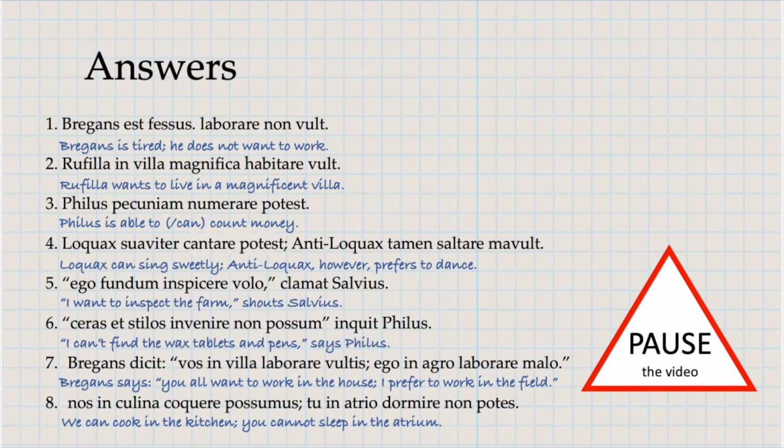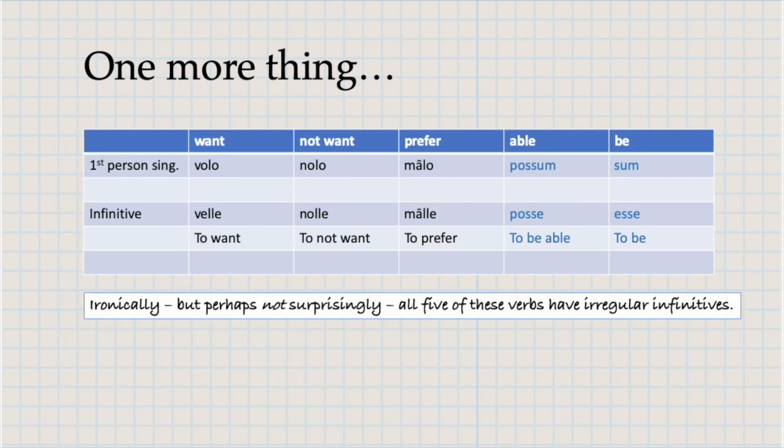Did you see how all of these verbs took infinitives? We had laborare and habitare and so on and so forth. And did you also manage to get all the persons of the verbs right? The first four were reasonably straightforward because they were third person. But number 5 brought in I want. Number 6 was I can't. Number 7 had you plural and I. And number 8 had we and you singular in it. I hope you did okay.